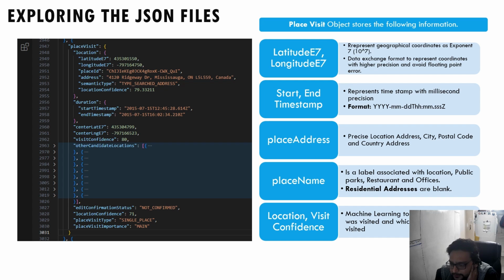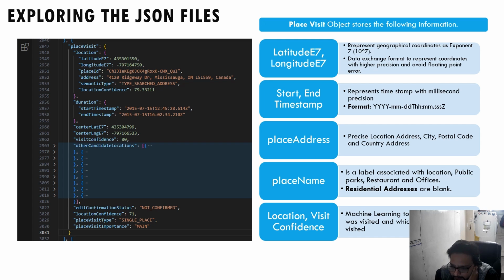The place address is basically your location address, city, postal code, and country code. Place name can be labeled if it's a public place, so parks, restaurants, some offices. Residential addresses are left blank because Google doesn't really know who lives where. For them, it's just an address.